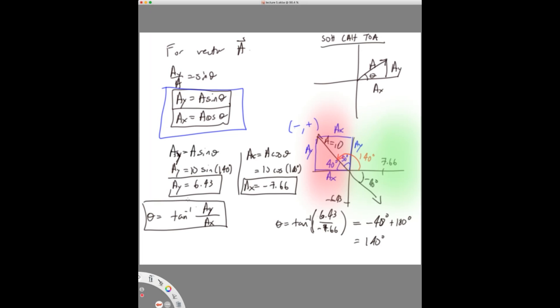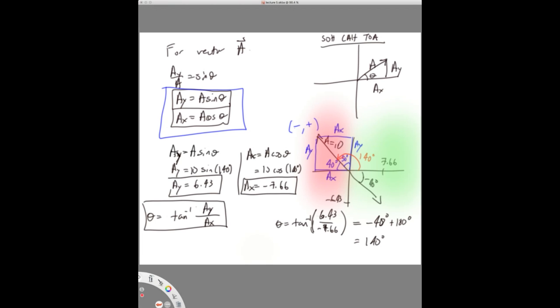Okay, any questions about that? Did anyone already know that the calculator gives you the wrong answer on inverse trig functions? Okay, yeah, I don't think a lot of people realize that in math class.